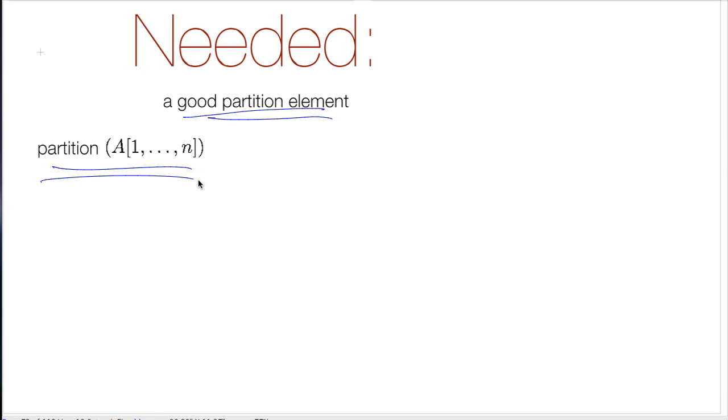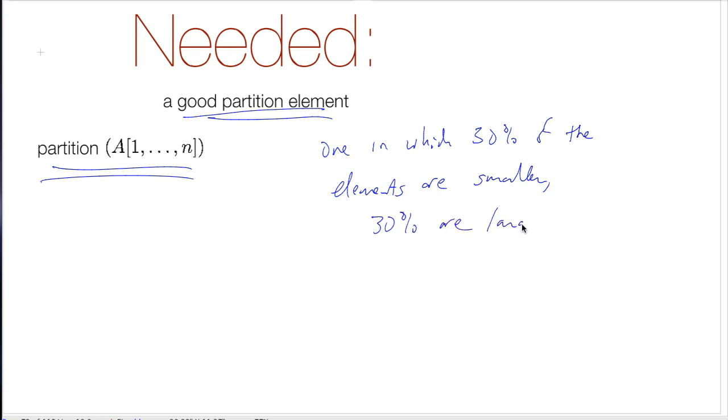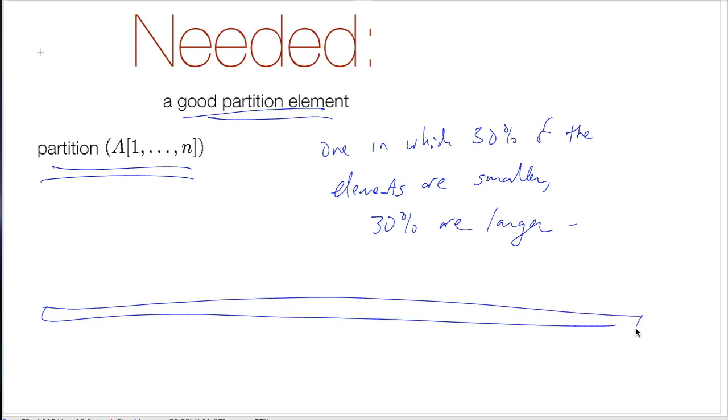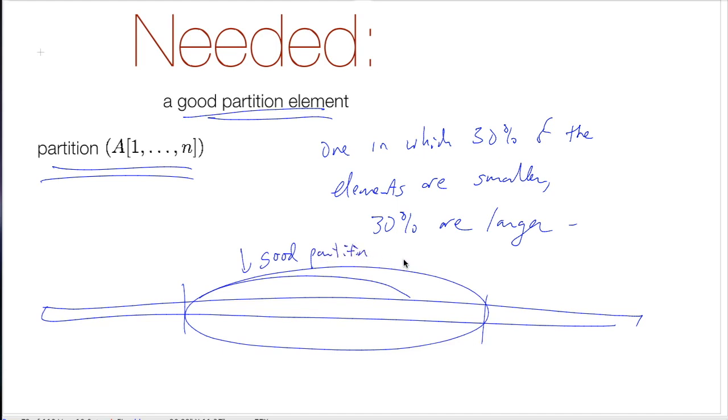A good partition element is one in which, let's say, 30% of the elements are smaller and 30% are larger. If this is a list of the elements in your array in ranked order, a good partition element is an element in this area right here. Towards the end of this class, when we talk about randomized algorithms, what we're going to argue is that if you randomly pick an element from your array, with a reasonable probability, you're going to find a good partition element.